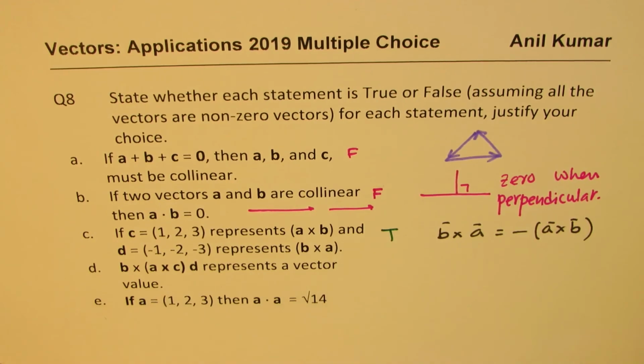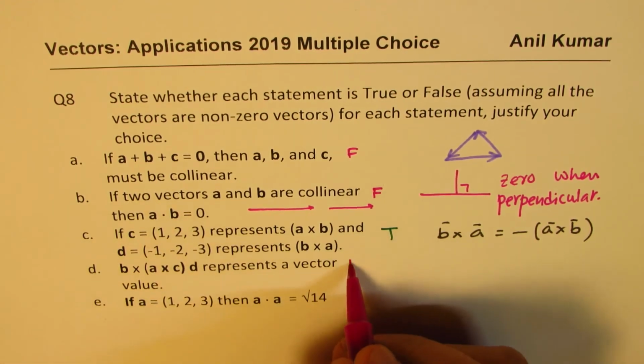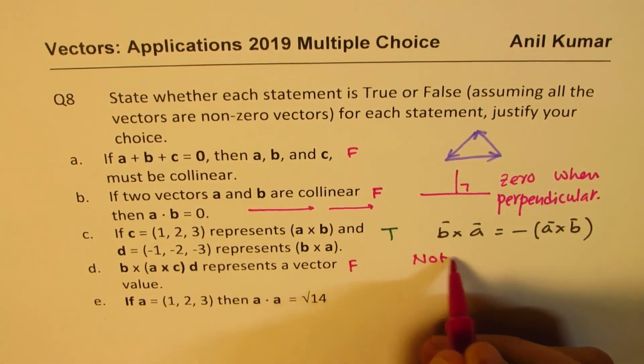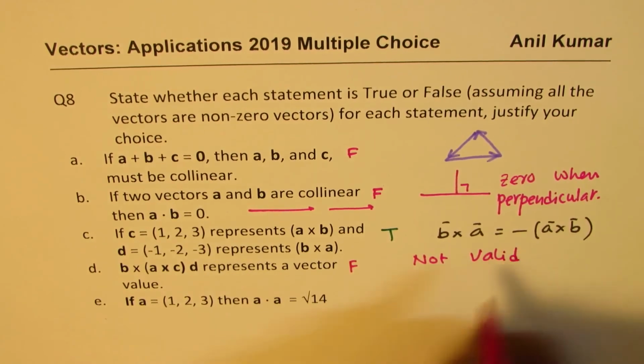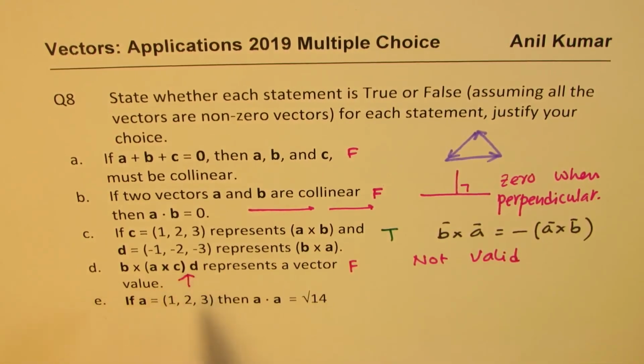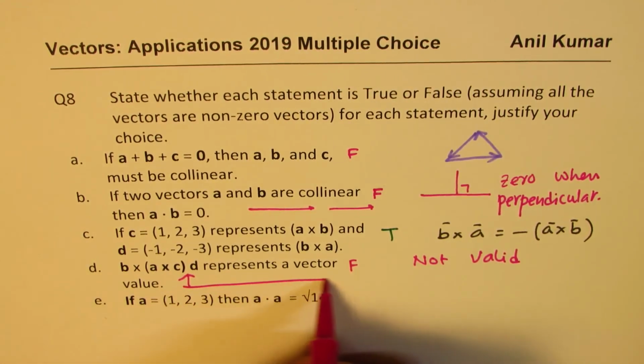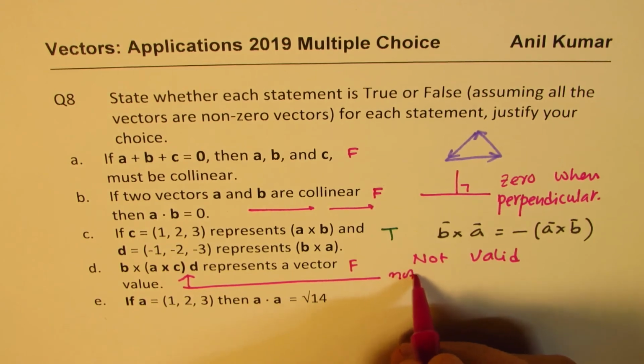Now we have B cross A cross C, there is nothing in between, and it represents a vector value. Well, this is not valid, false. It is not valid. Since we don't have a dot or a cross product, and this D could have been a scalar, you cannot just multiply like this with a vector. So it is not permitted.